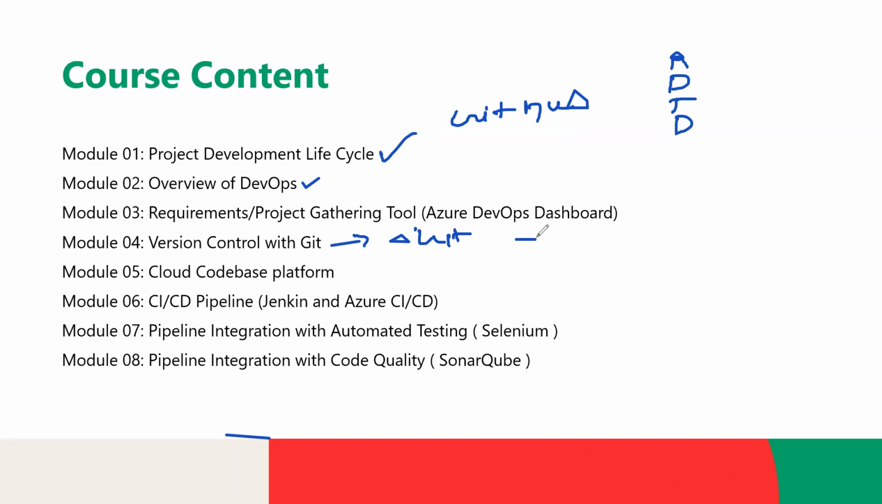And then we will show you some tools also. Every time you don't need to write the Git command. If you are not comfortable with Git commands, then we have some alternative tools, like Git Desktop and SourceTree. How to use these tools, that also we will discuss. And then we will use a cloud code-based platform.